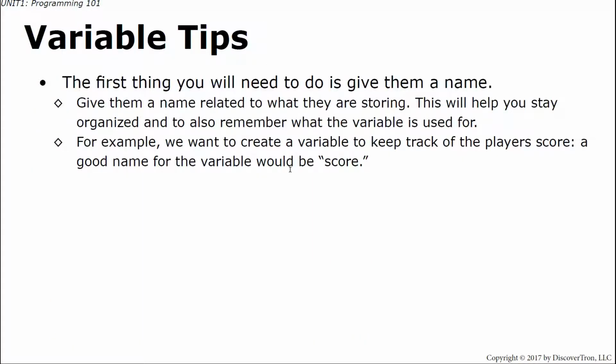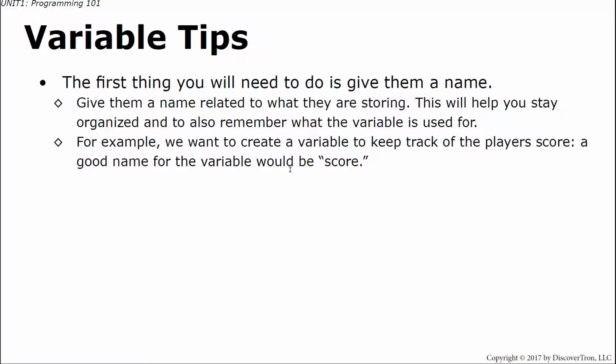When we create variables, one of the first things we need to do is give them a name. When we give them a name, it needs to be related to what the variable is storing. This is going to help you stay organized, and it also helps you to remember what that variable was used for. There's going to be situations where you may not look at your program for a day, maybe a week, maybe a month, and you're going to forget what these variables were used for. If you use some sort of weird name that doesn't really have anything to do with what you're doing, there's a good chance you'll probably forget what it is.